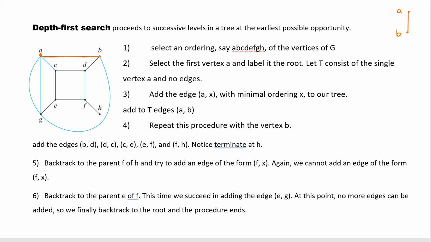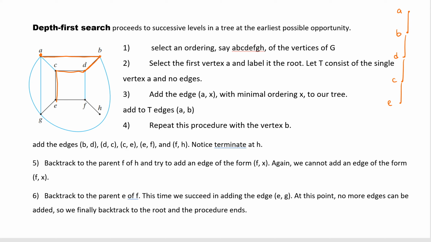Remember for our breadth first search, we also needed to add the edges AC and AG for each level. Now, in this depth first method, we only add one edge at a time for each level. So we add the edge AB, and now we repeat this procedure with the vertex B. B is adjacent to D and G, but D comes first, so we add BD. Then D is adjacent to C and F, but C comes first, so we add DC. C is then adjacent to A, D, and E, but we already have A and D, so now we add CE.